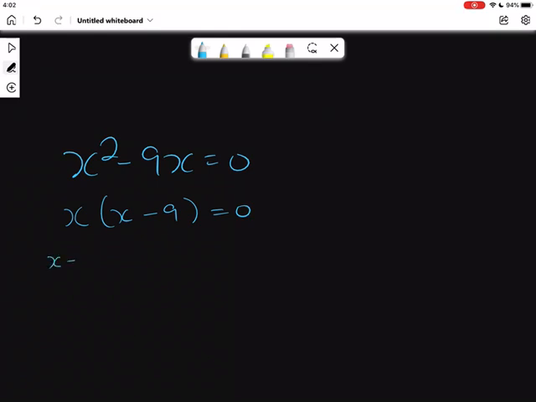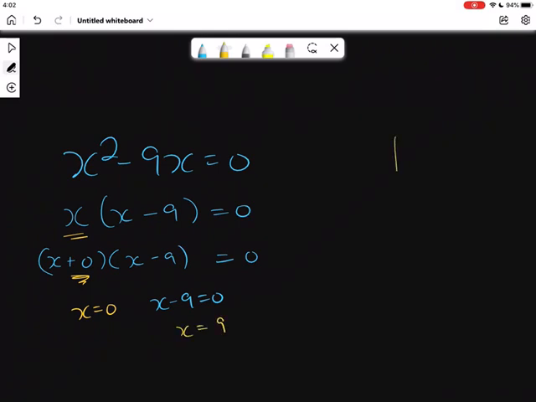When I look at this, it's kind of like I have x plus or minus 0 times x minus 9. That means the same thing. I don't have to have this here; it's just a side note. What I'm saying is that this equation will equal 0 when x is equal to 0, and also when x minus 9 equals 0, which means that x would be equal to positive 9.